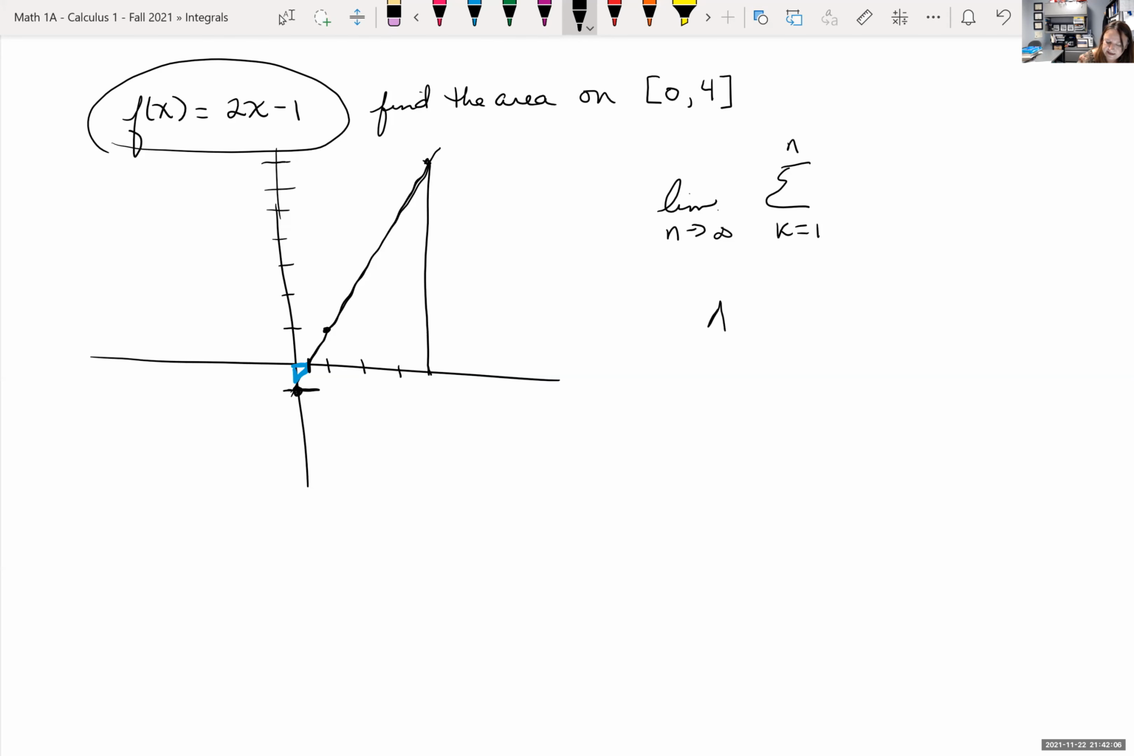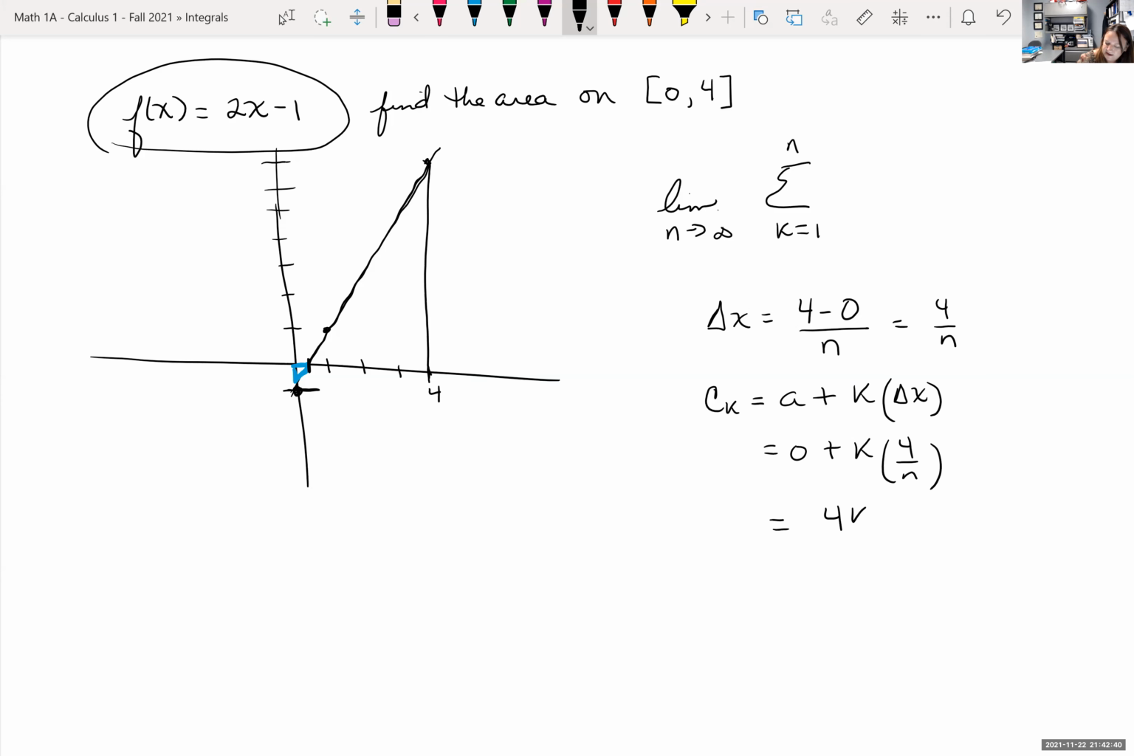We need to look at delta x. So that's going to be, I'm starting at 4, and I'm not starting at 4. I'm starting at 0 and going to 4. So 4 minus 0 all over n, which is 4/n. C sub k is a plus k times delta x. So in our case, this is 0 plus k times 4/n, which is 4k divided by n.